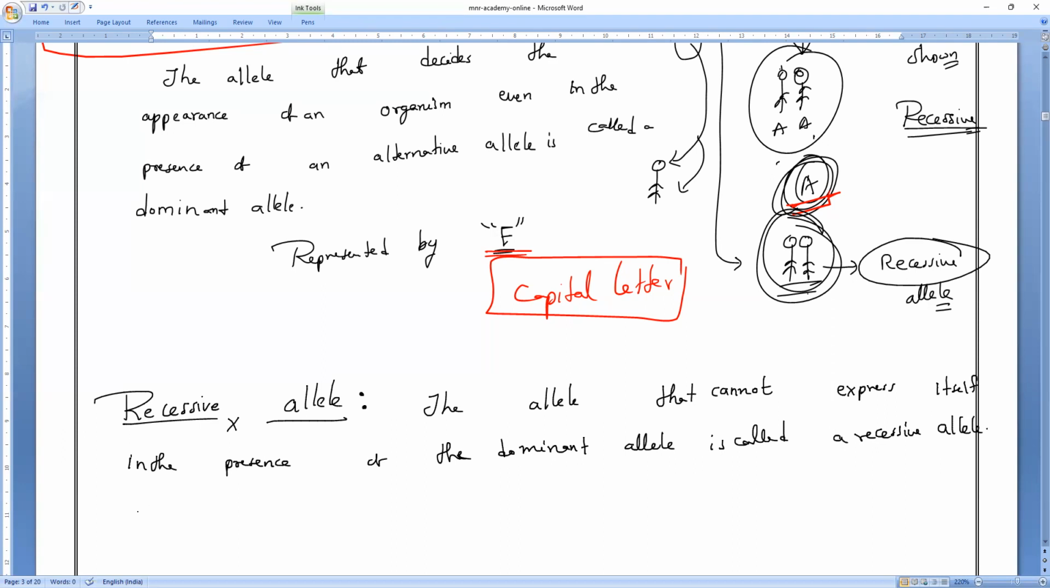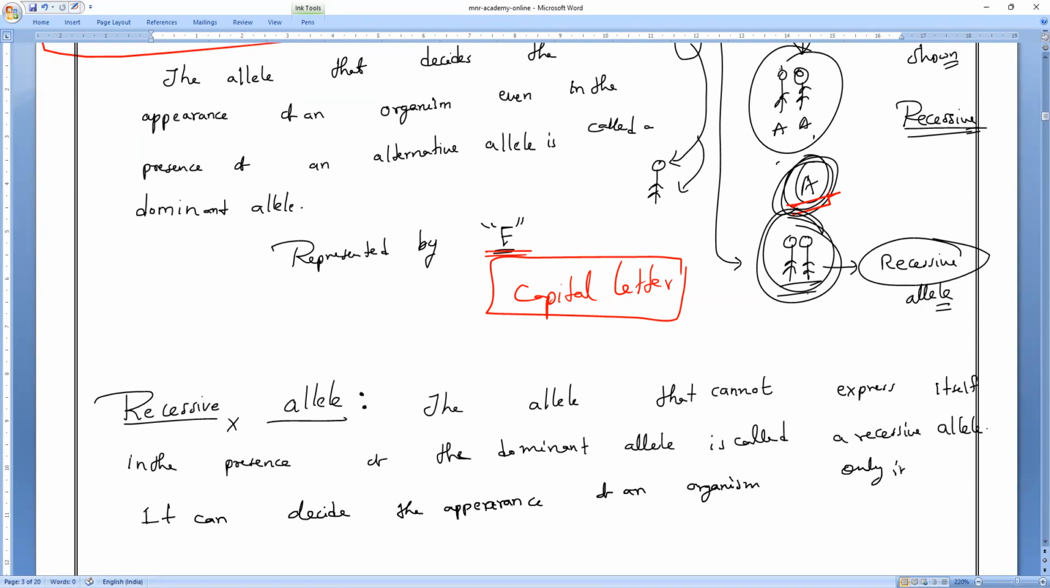It can decide the appearance only when, guys? Please respond. It can decide either in plants or animals, doesn't matter. It can decide the appearance of an organism only when it is paired. When, guys?